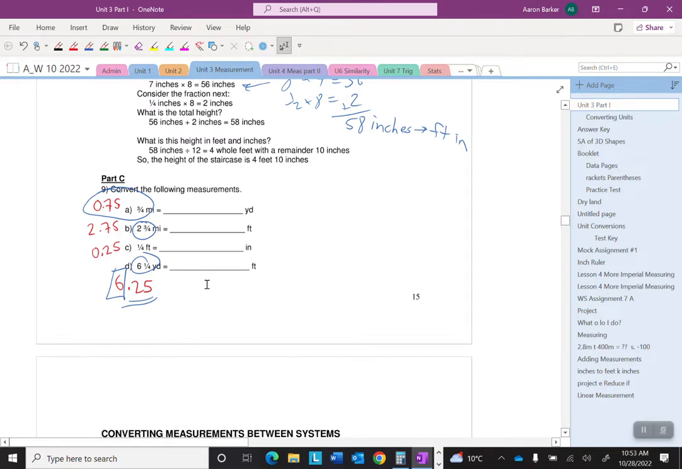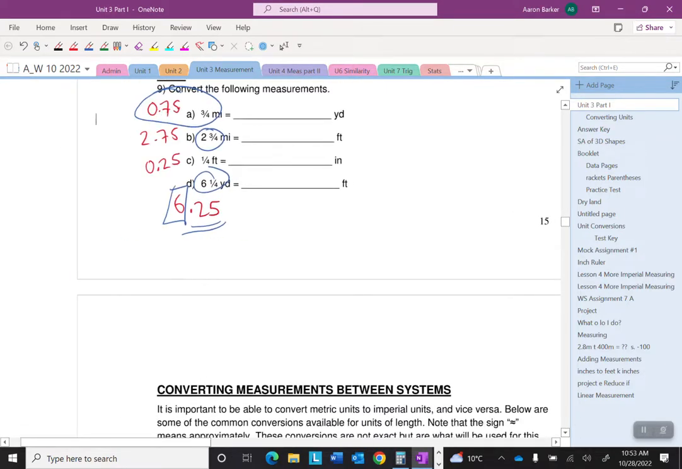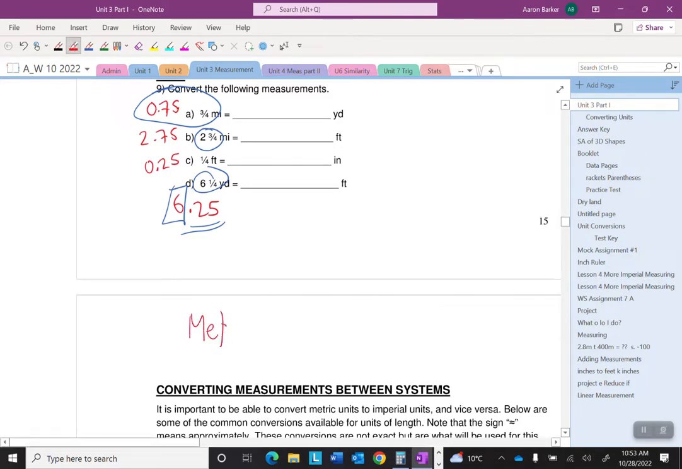You sure? Okay. Today we're going to convert between systems. So between systems, we're going to be going back and forth between metric and imperial. So we're going to go from one to the other.